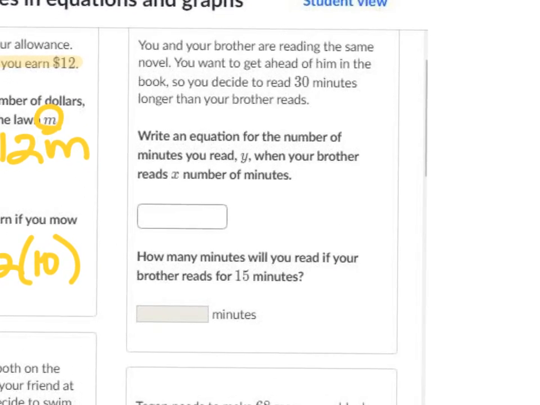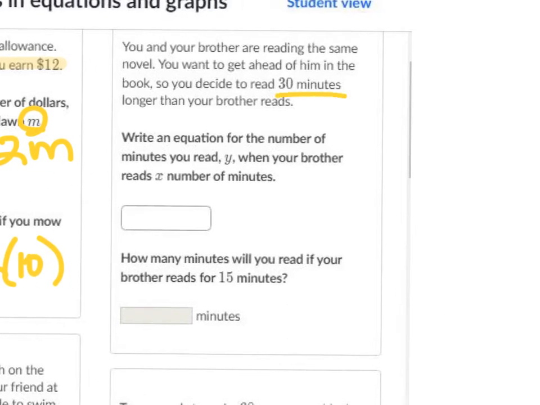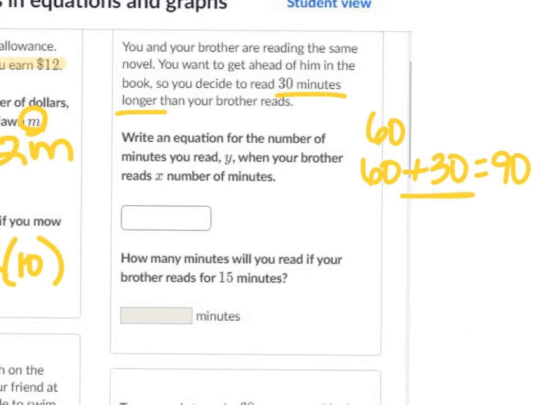You and your brother are reading the same novel. You want to get ahead of him in the book, so you decide to read 30 minutes longer than your brother reads. So now this is not going to be a multiplication problem. This is going to be an addition problem. If he reads 60 minutes, then you read 30 minutes more than that, which would be 90 minutes. So it's going to be an addition problem right there.